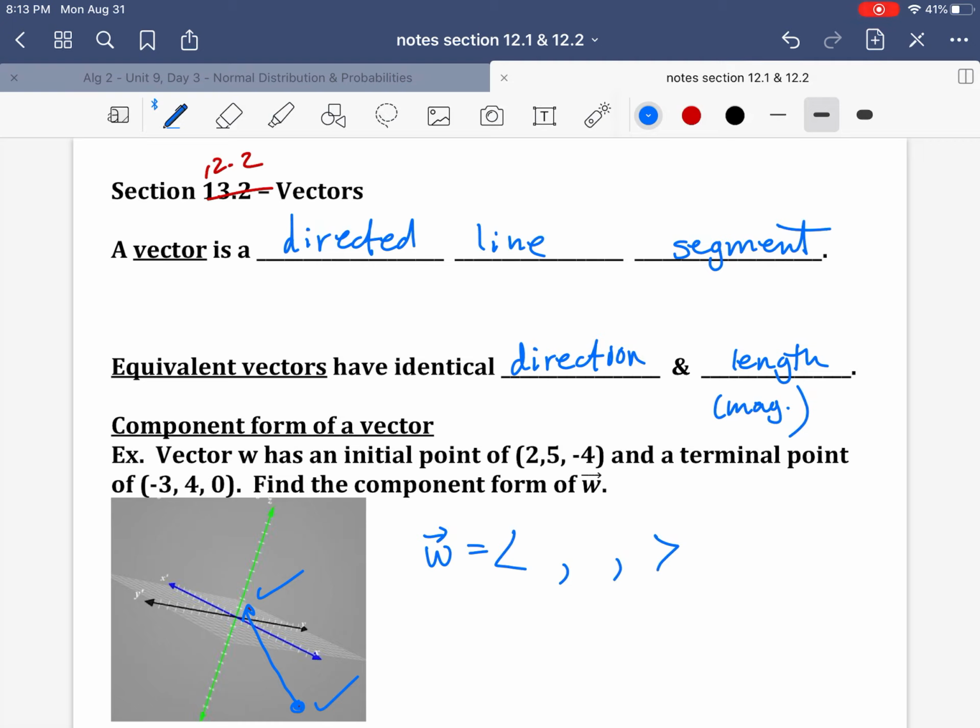So you take the terminal point and subtract the initial point. Like negative 3 minus 2 would be negative 5. 4 minus 5 would be negative 1, and 0 minus negative 4 would be 4. So that means that you can take that vector and you can put it anywhere.